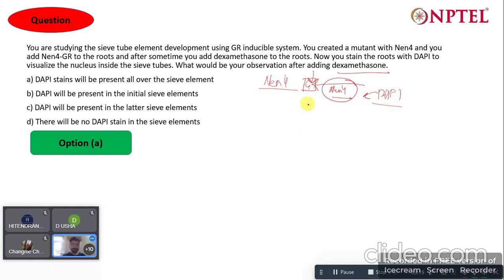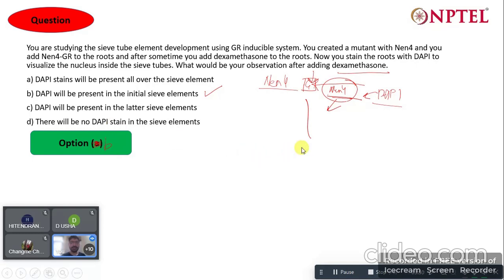As NEN4 will help in degrading the nucleus, the DAPI stains will be visible only in the initial sieve elements, and in the later sieve elements the nucleus will be degraded. So this option will be B, not A.